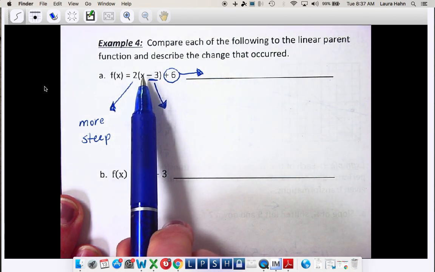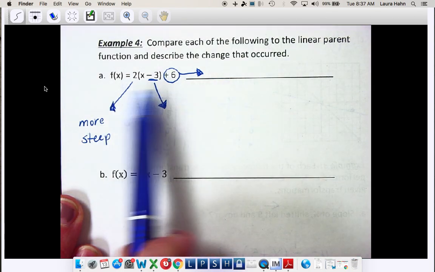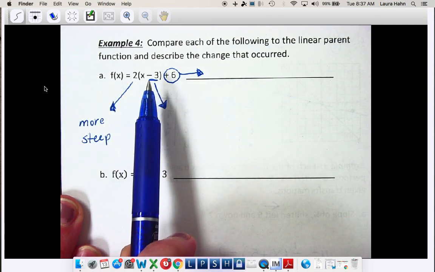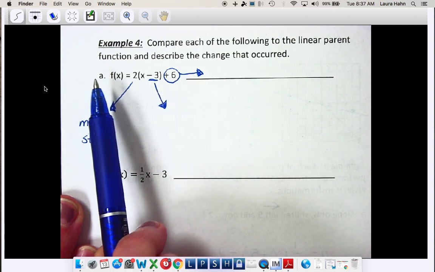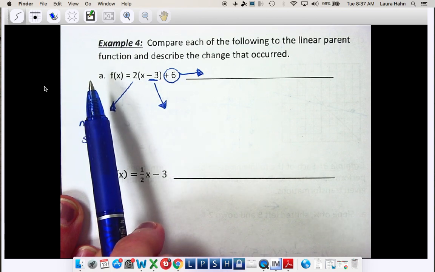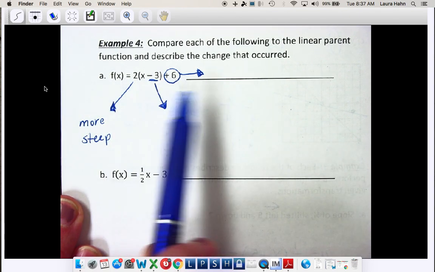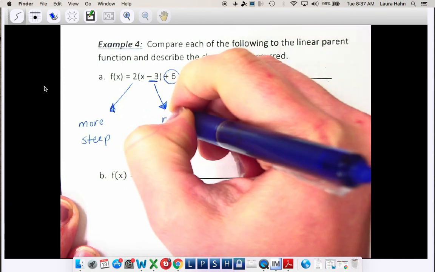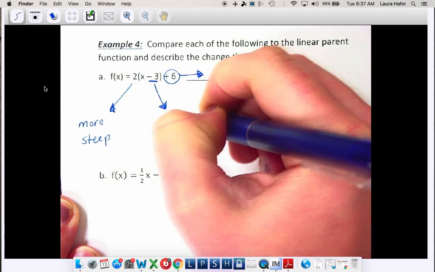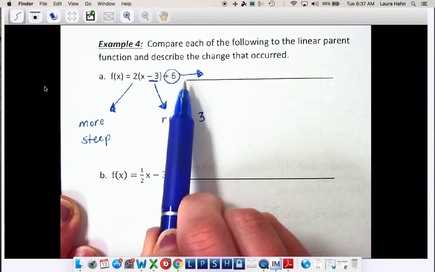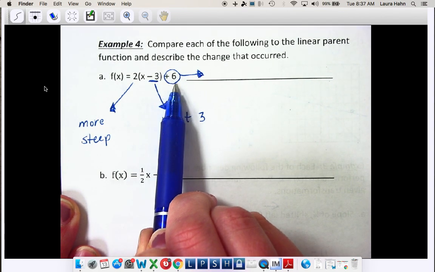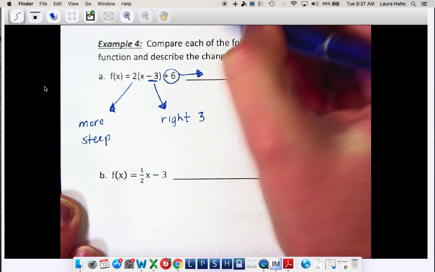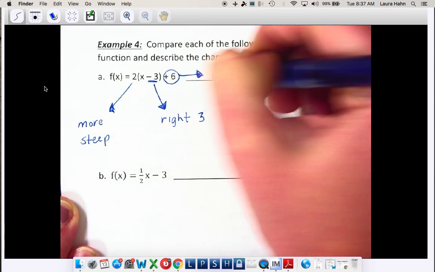Okay, this is happening to the x. We know the x goes left and right. Minus, naturally, I would think backwards, which would be to the left. But since x's are a liar, I know it's the opposite. It's going to move to the right 3. Remember, only x's are a liar, so this is what we think. Plus 6. If it's a plus 6, it's going to move it up 6.